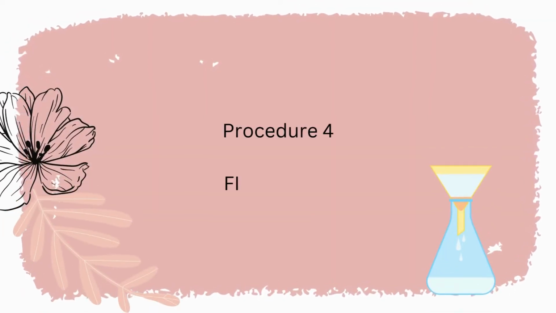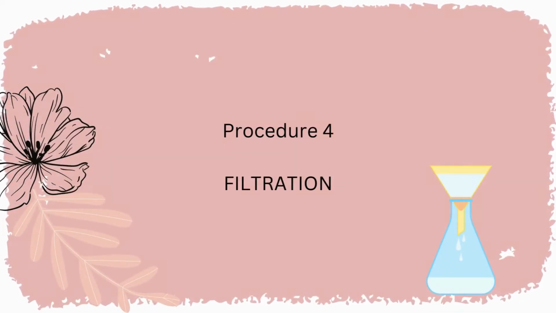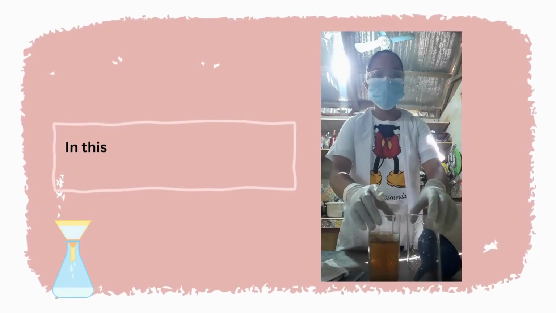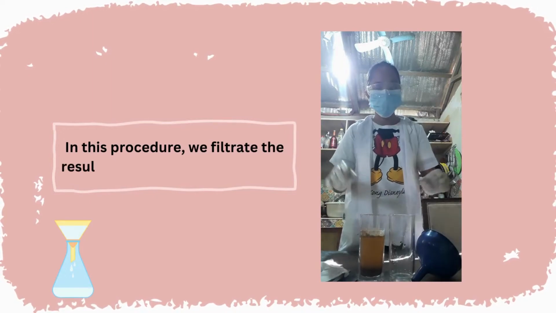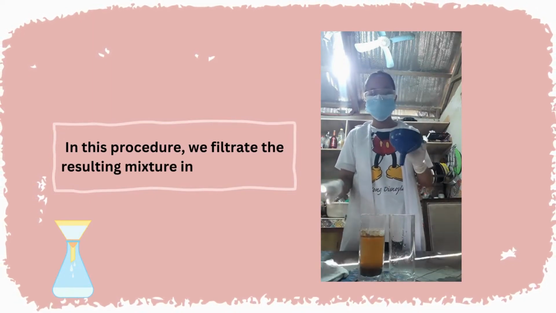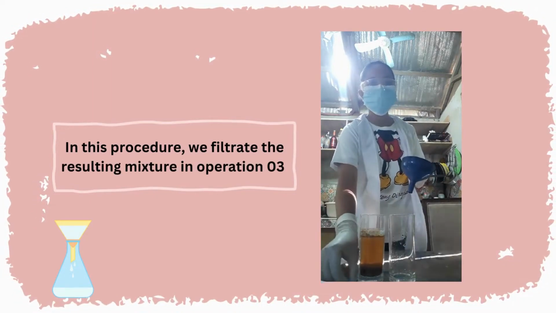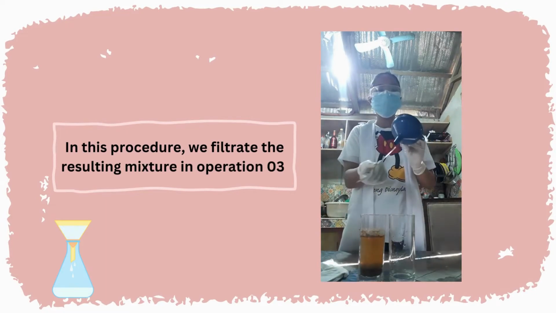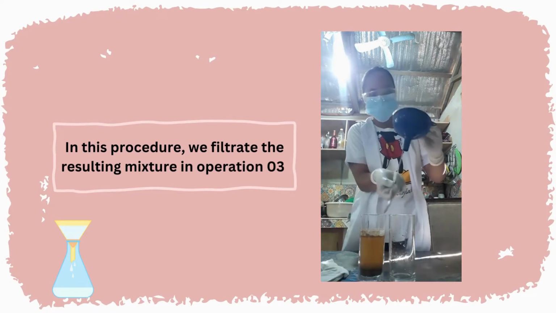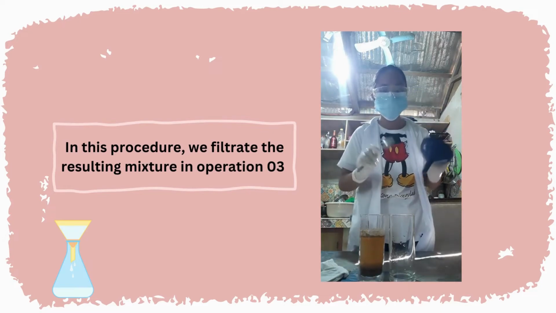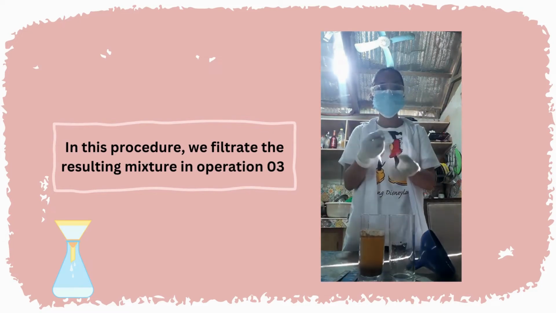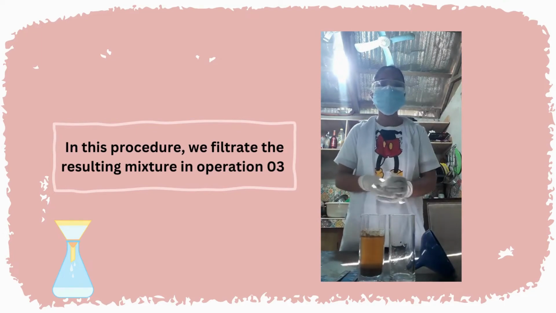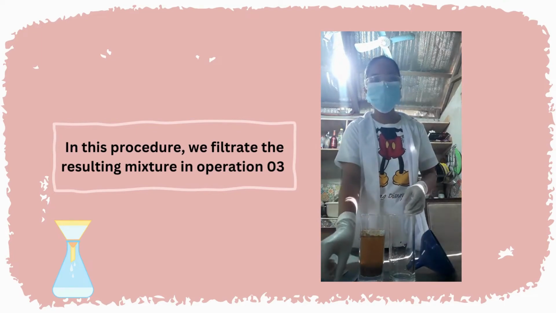Procedure number 4, which is filtration. In this process, we filtrate the resulting mixture in operation 3. So in this process, I am using a funnel and a spoon directly to the empty clear glass to avoid spillage, and I am using a clean cloth since I don't have a cheesecloth, and a big spoon used to push the precipitation to filtrate.